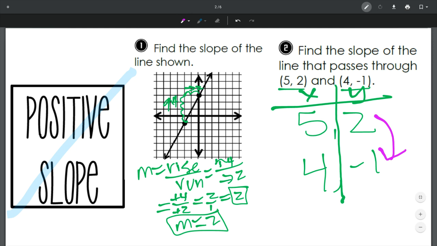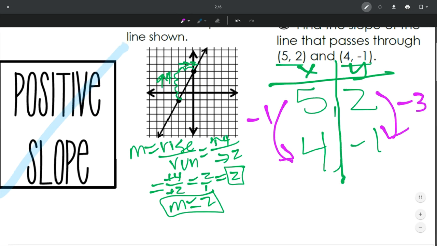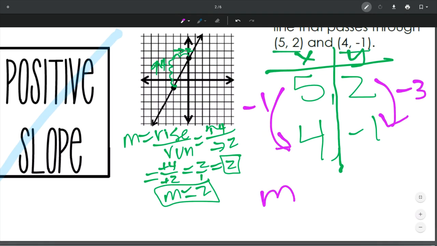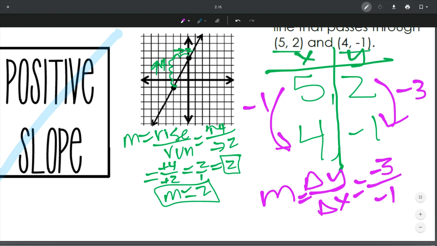From 2 to negative 1, you have to subtract 3. From 5 to 4, we subtracted 1, which means that for our slope, which is the change in y over the change in x, you get negative 3 over negative 1. When you simplify that, you get the same answer of 3. So no matter which way you use, whether it be the formula or this T-chart, it's going to work either way.